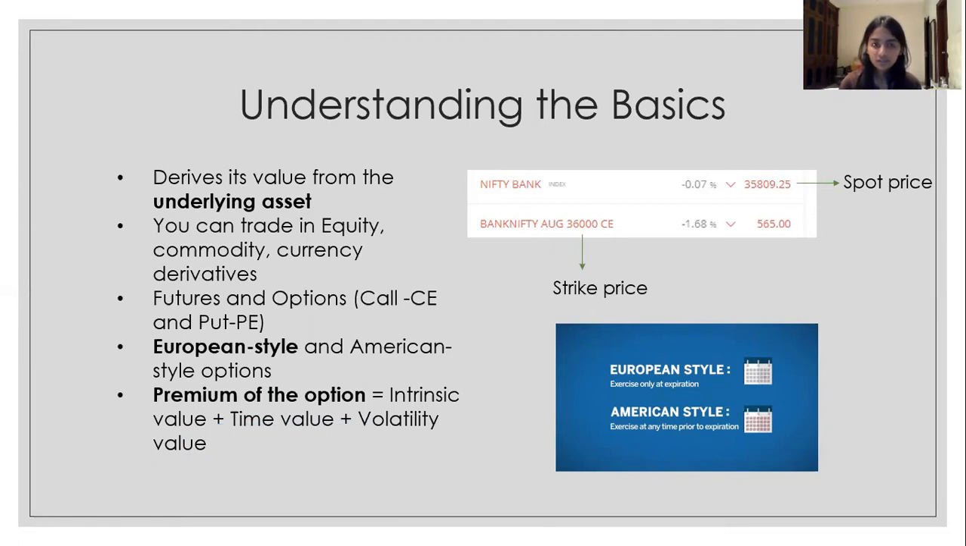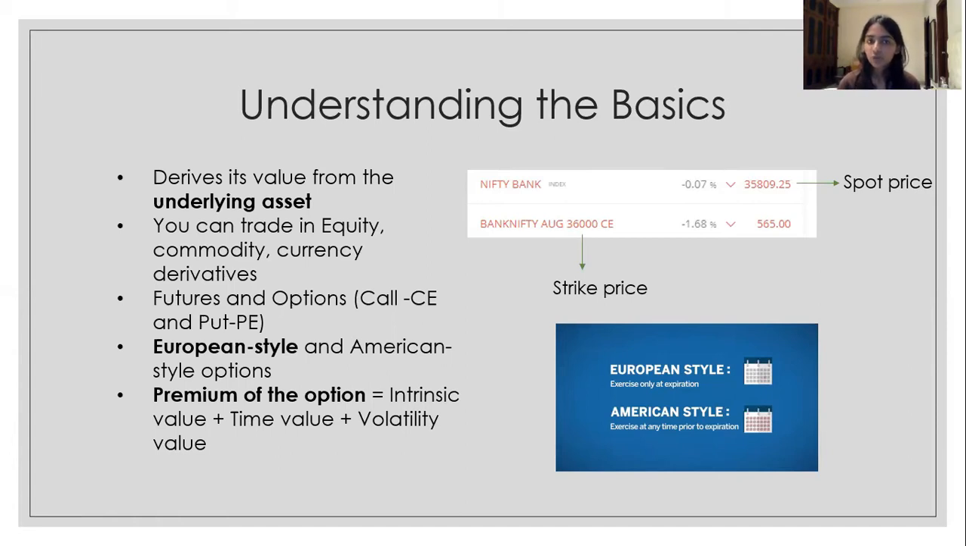So derivatives could be traded through two instruments. One is the futures and the other one is the options. These are traded on the exchange. So options basically consist of a call option and a put option. So call option is denoted by CE, which is call option European style, and the put option is denoted by PE, which means put option European style.